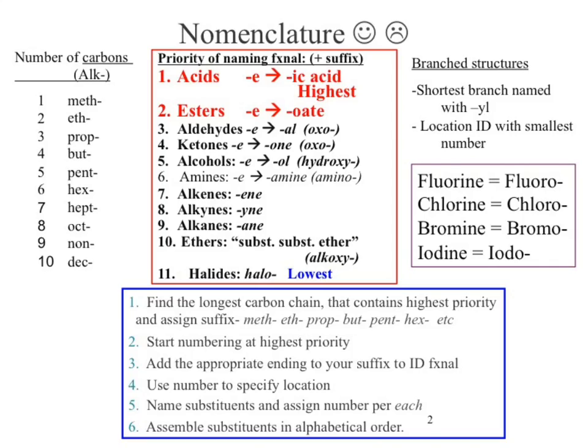So if you have an acid, what you do is you change the ending, that E ending that would show up in an alkane or an alkene or an alkyne, and you change it to ic acid. Okay? Because acids are your highest priority functional group, those are going to be the ones at the end of your name. Those are going to determine the suffix. Any other functional group will get turned into a substituent, and it has those terms in parentheses coming after each of those other letters.